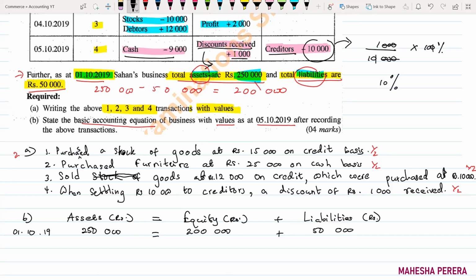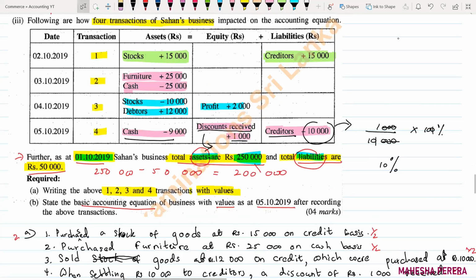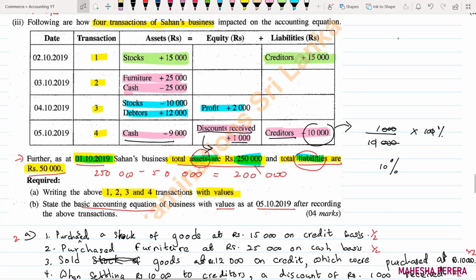Then next what we do is we need to get the closing balance. I mean the net value of these transactions. Now because of these transactions, asset value changes, even equity value and also liabilities value.